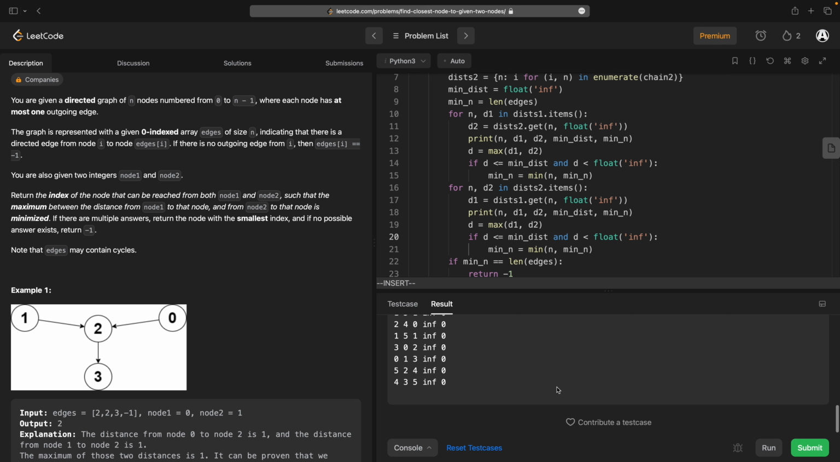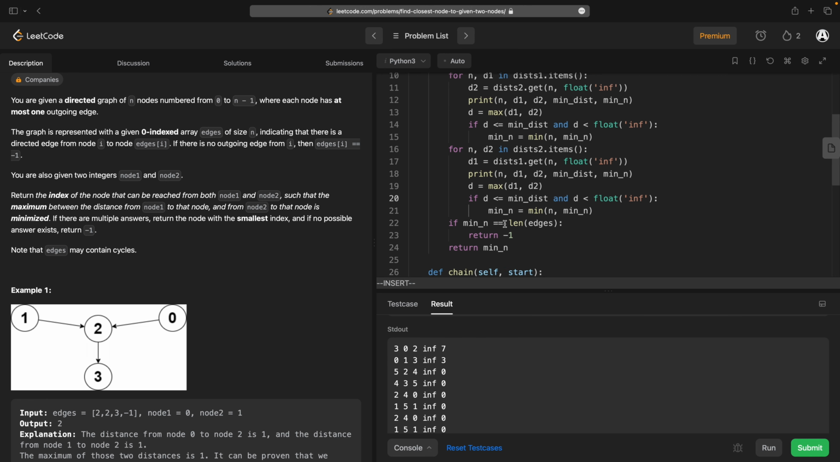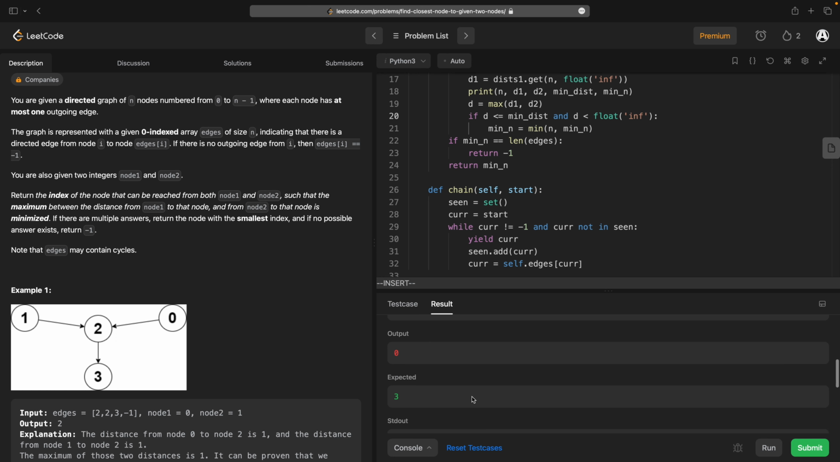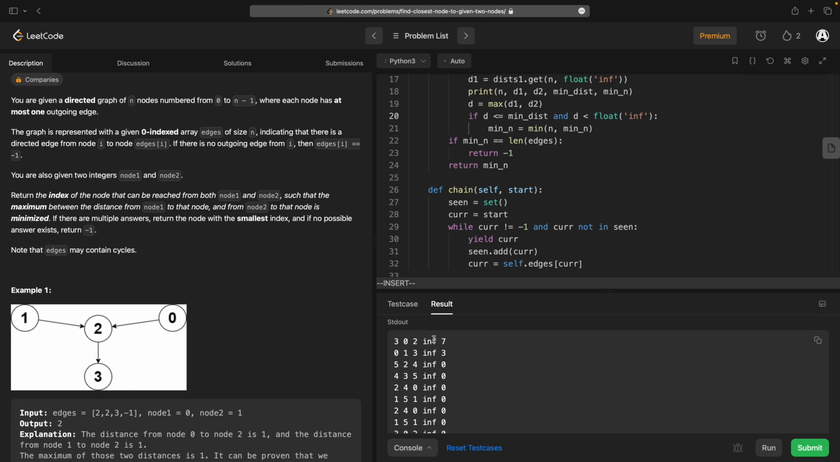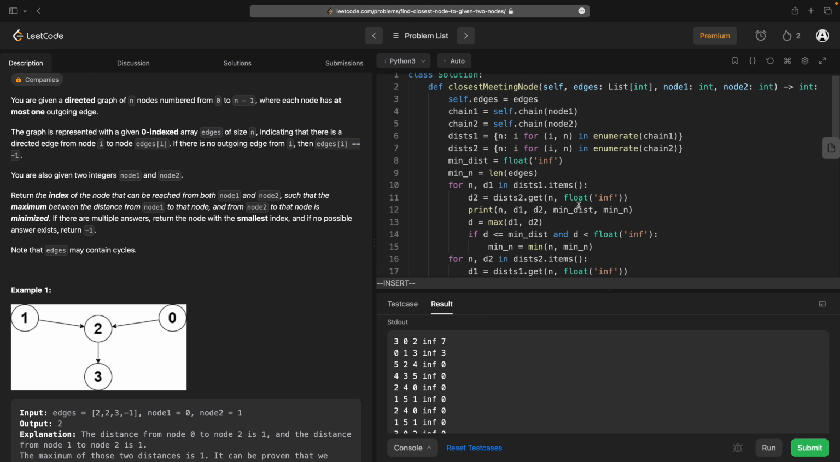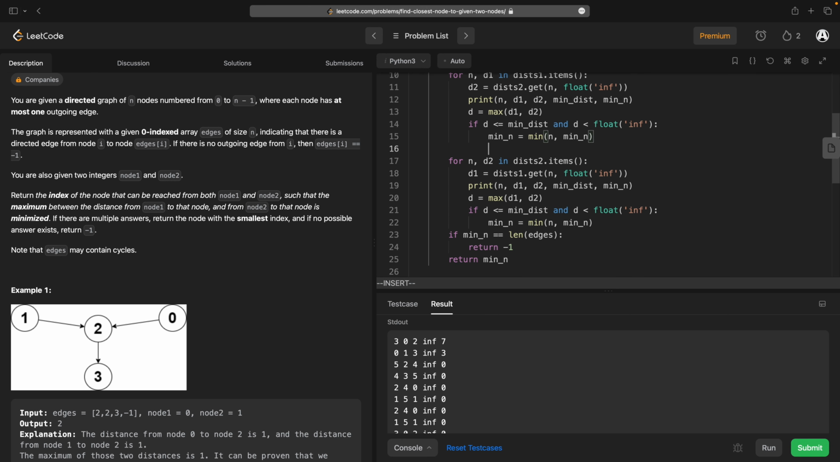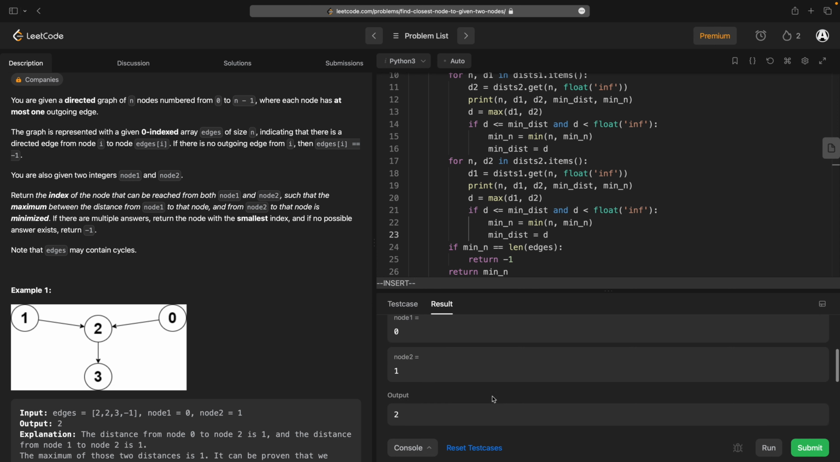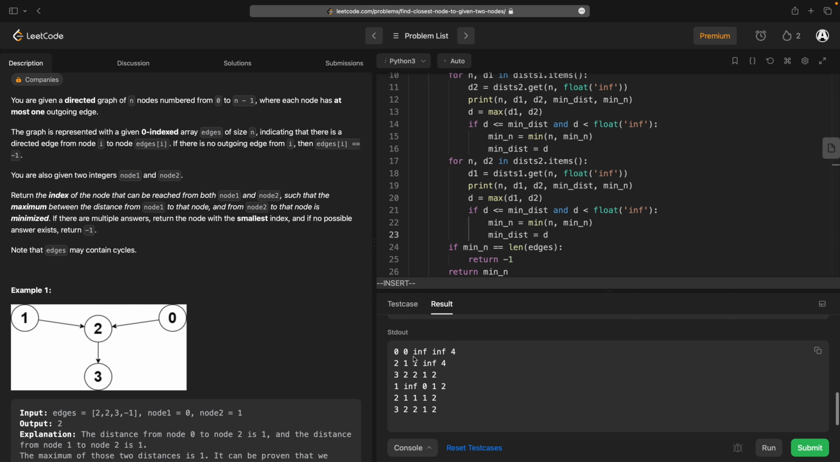That's better, but we're still failing this other case. Oops, I forgot to update the min distance. That was a silly mistake. That got lucky with the other ones. There we go. So 0 and 0.